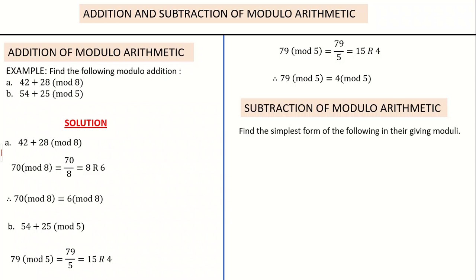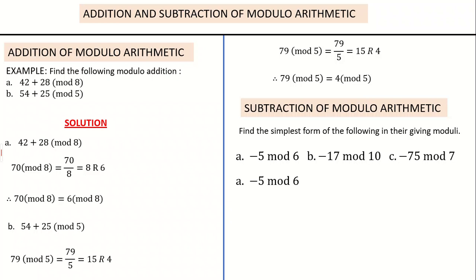So the question says find the simplest form of the following in their given moduli. So you have minus 5 mod 6. Minus 5 mod 6. Okay, how do you do this? This one is a little bit trickish. Okay, so let's take a look at how to come about this.